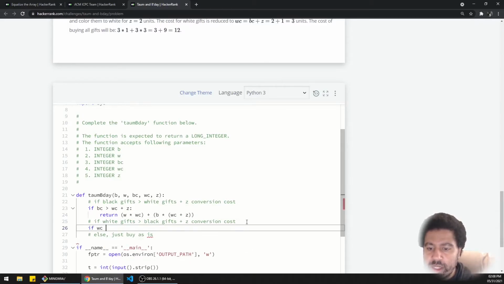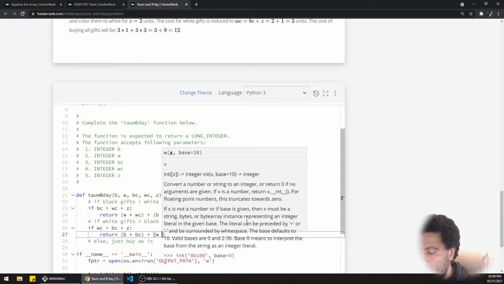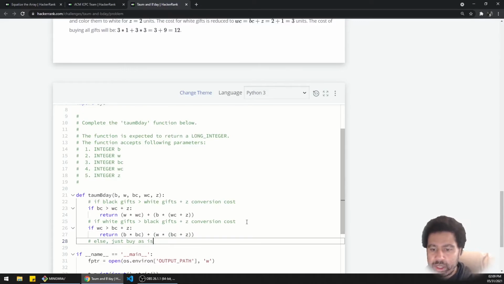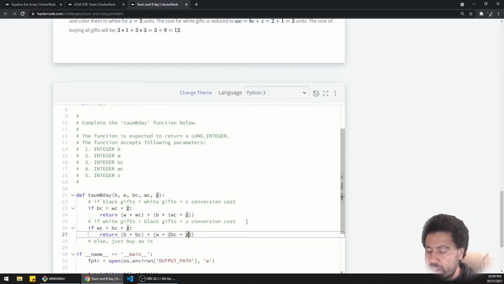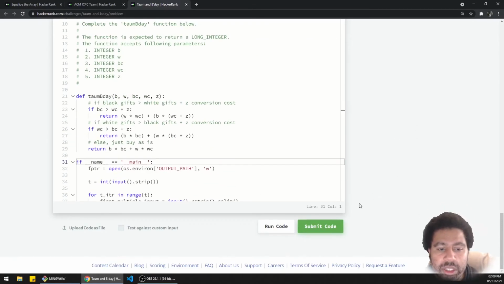If the white cost is greater than the black cost plus Z, then we will return, and I'll make these black now. The number of black gifts times the black cost, plus white gifts times the cost of getting a black gift, BC plus Z. So basically the white gifts are just going to be black gifts plus a conversion cost, and you do that for each white gift. Otherwise, we just return B times BC plus W times WC. I think that is all we have to do. So let's run some code, see what we get.